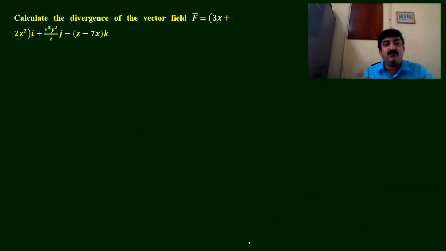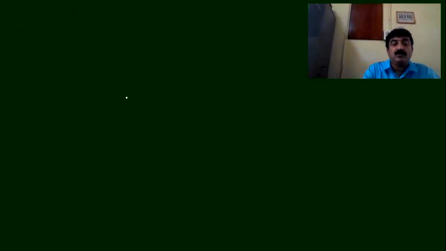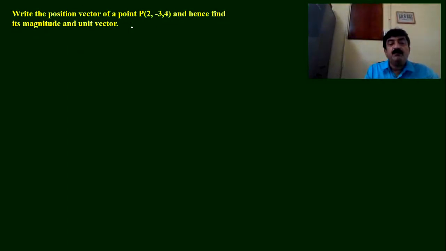Well, so please solve a few more questions. I have given one problem for you to solve. Calculate the divergence of the vector f. That is del dot f you have to find out. So please take it as an assignment and solve it. And also write the position vector. Actually position vector problems will not appear, but very rarely they may ask for the position vector.